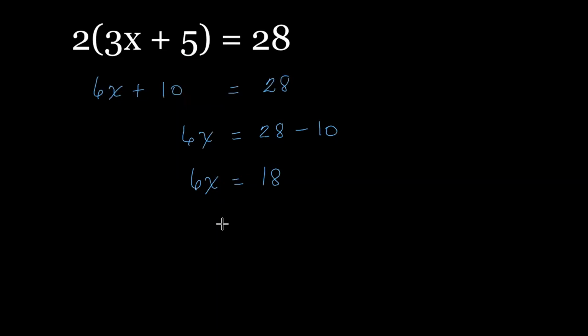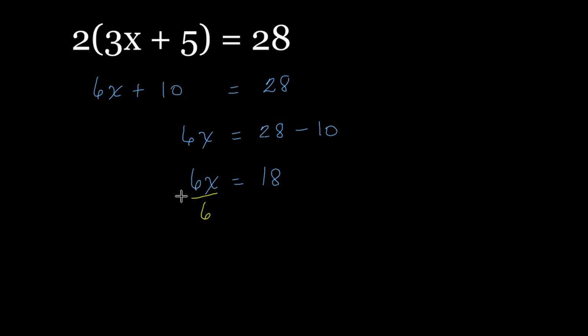Now, are we finished? No, we're not looking for 6x. We're looking for x. So now what we have to do is focus on this 6. This 6 is our final problem. We've got to get rid of that 6. So right here, x is being multiplied by 6. So to get rid of that, we have to divide this by 6. See, these will cancel out now, and I'll be left with just x.